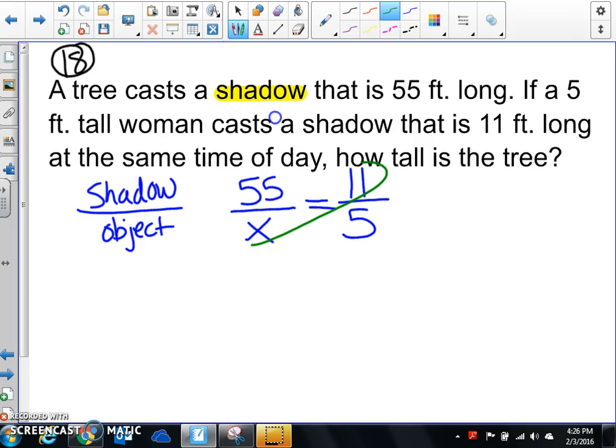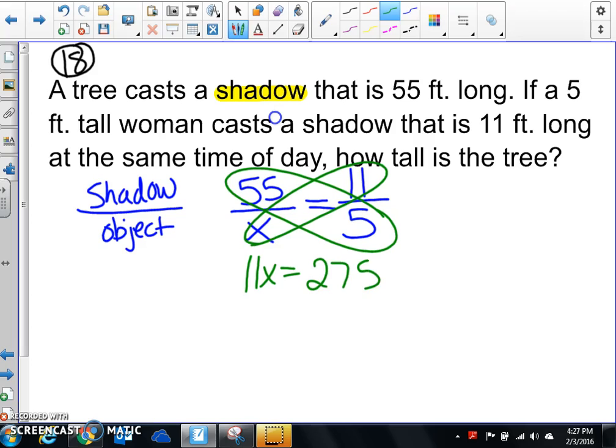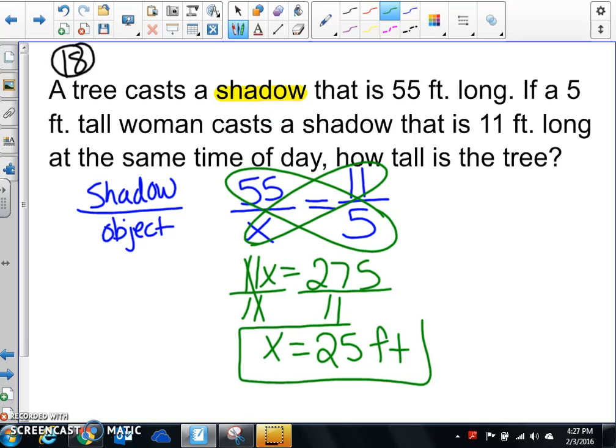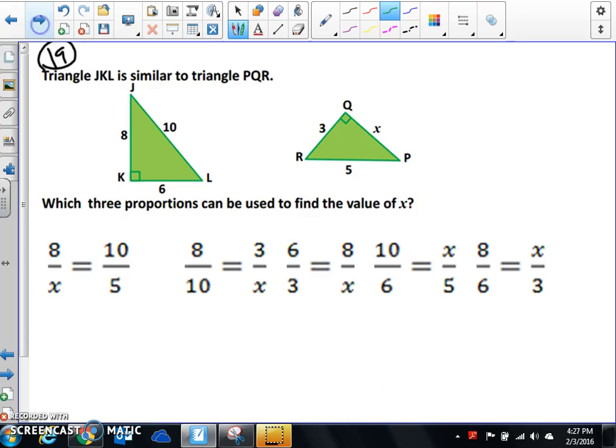Now I just solve my proportion. X times 11 is 11x. 5 times 55 is 275. And then I divide both sides by 11 to give me 25 and then feet. So the tree was 25 feet tall.